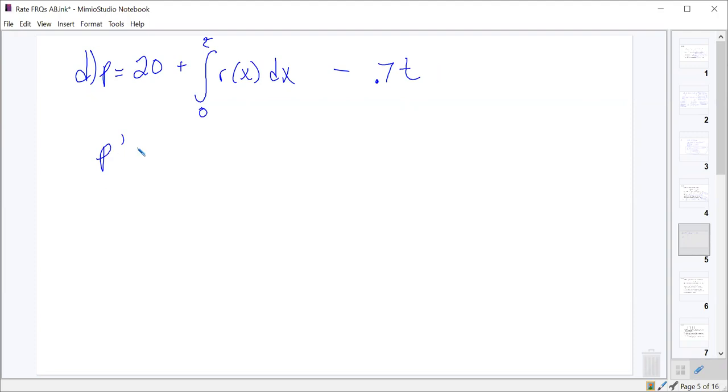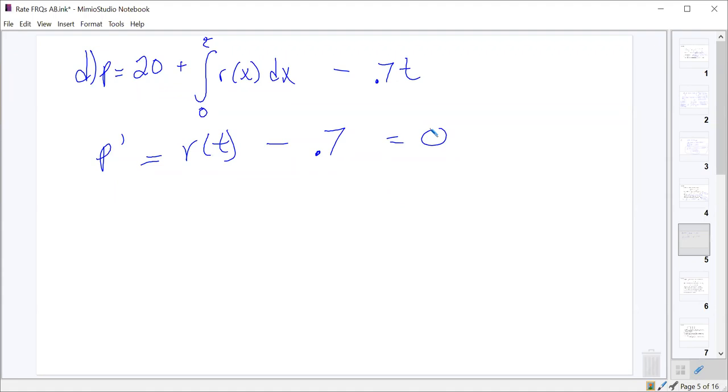So find the derivative. P prime is, well, let's see, the derivative of 20 is 0. The derivative of the integral from 0 to t of r is just r. So P prime is r of t minus the derivative of 0.7 t, which is 0.7. Everybody good there? Okay. So then we want to see when is that equal to 0? You can either graph r of t minus 0.7 and find the x-intercept, or you can graph r of t and graph y equals 0.7 and see where they intersect.